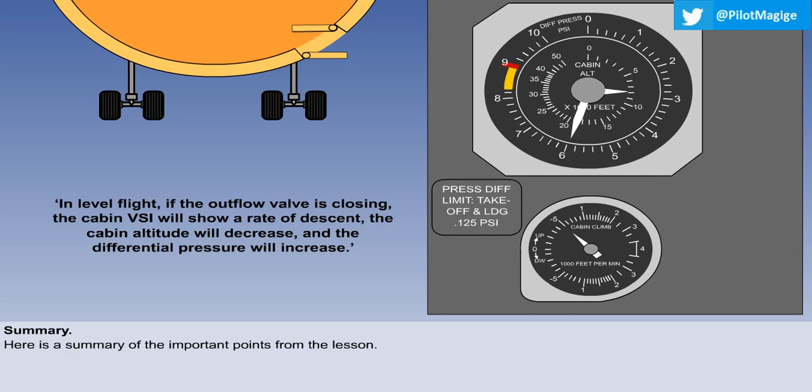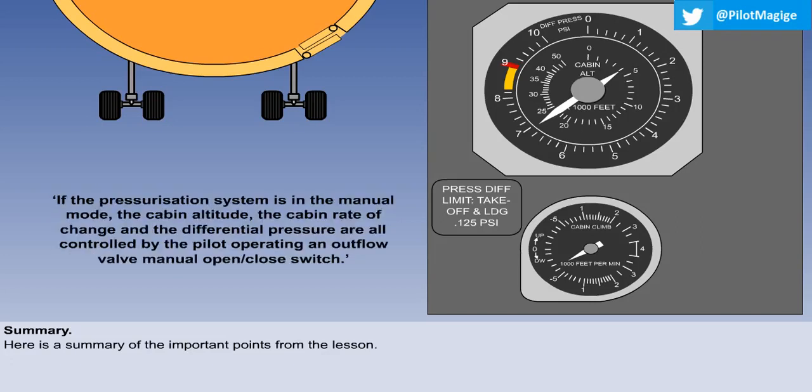Similarly, in level flight, if the outflow valve is closing, the cabin VSI will show a rate of descent, the cabin altitude will decrease and the differential pressure will increase. If the maximum differential pressure is exceeded, then the positive pressure relief valves will open. Finally, remember that if the pressurization system is in the manual mode, the cabin altitude, the cabin rate of change, and the differential pressure are all controlled by the pilot operating an outflow valve manual open-close switch.